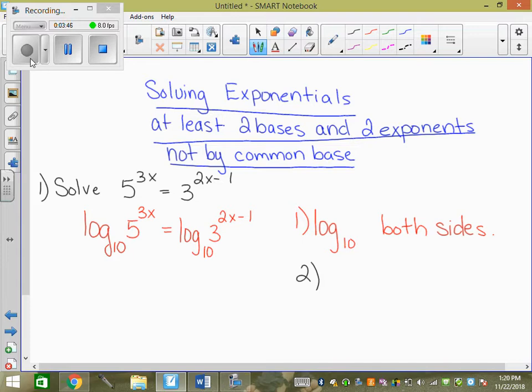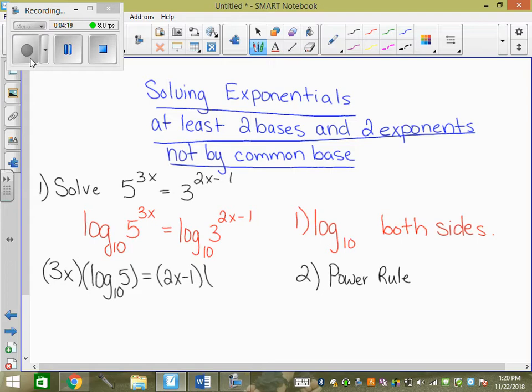So step 2 is power rule. If you're like, what is power rule? Take exponents, drop in front. Okay? So you get 3x. I always put it in brackets because I'm going to have to remember to distribute it. Now 3x distributed is still 3x, so it's not a big deal. But the 2x minus 1 is going to have to be distributed. So I'm going to get 3x times log base 10 of 5 equals (2x minus 1) times log base 10 of 3.